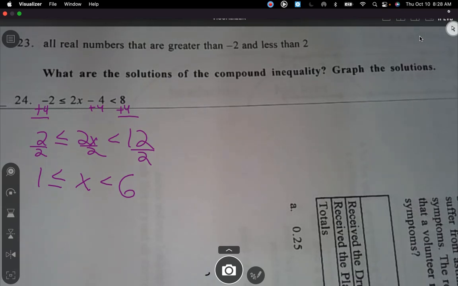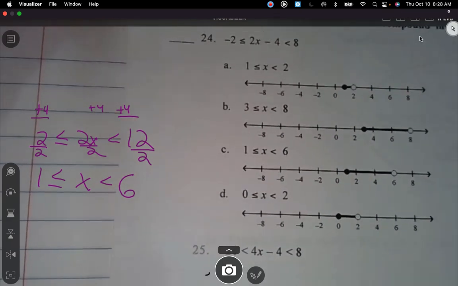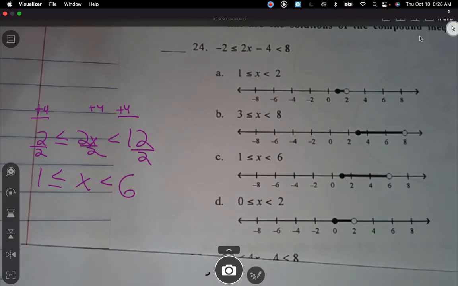Open. So let's look at our answer choices. I'll move it over. What answer choice looks like that? It should be C. That's the only one that has the numbers 1 and 6. And then you can see how they graphed it. Is everybody okay on 24? Did you get that one, Jackson? Okay. So y'all are doing good.